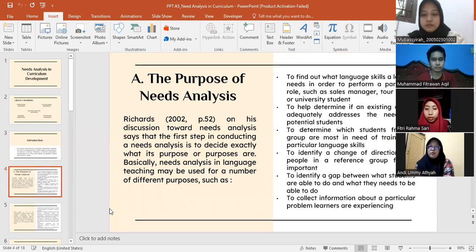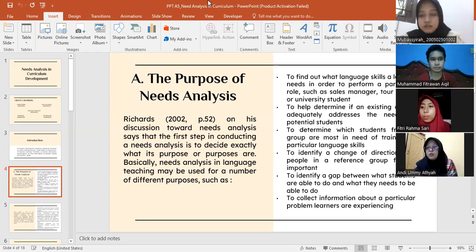Richards 2002, on page 52, in his discussion of needs analysis says that the first step in conducting a needs analysis is to decide exactly what its purpose is. Basically, needs analysis in language teaching may be used for a number of different purposes, such as the first one is to find out what language skills a learner needs in order to perform a particular role, such as sales manager, tour guide, or university student.